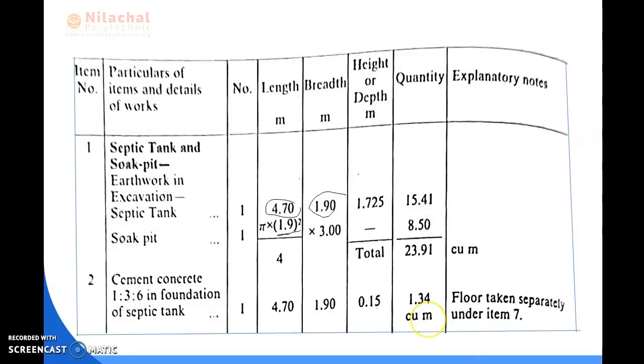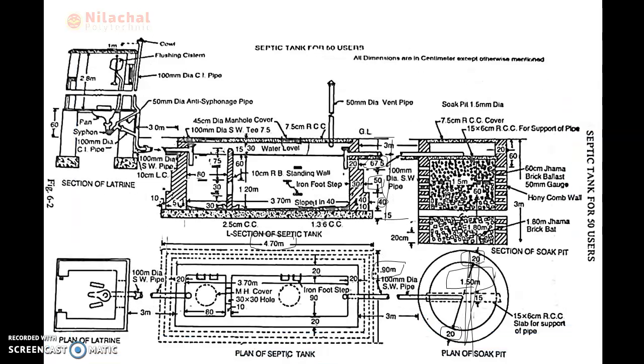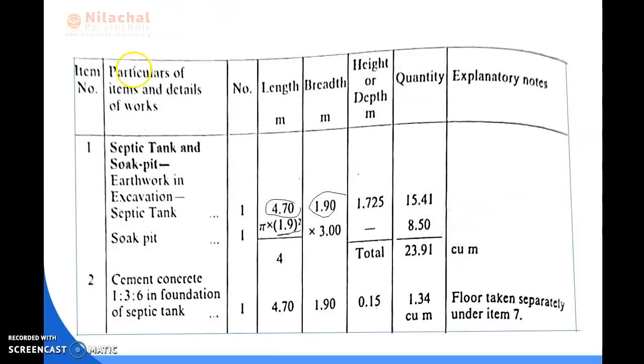So here the area of the soak pit, we know the circular area is pi by 4 into d square. So pi by 4, the diameter is given here 1.9. So pi into 1.9 square by 4. So what is the breadth of the soak pit? So we need to check here. What is the breadth? Here the breadth or height of the soak pit is given as 3 meter. Clearly given here 3 meter. So here the breadth or height we can write as 3 meter. So pi by 4 into 1.9 square into 3.0, it is equal to 8.50.